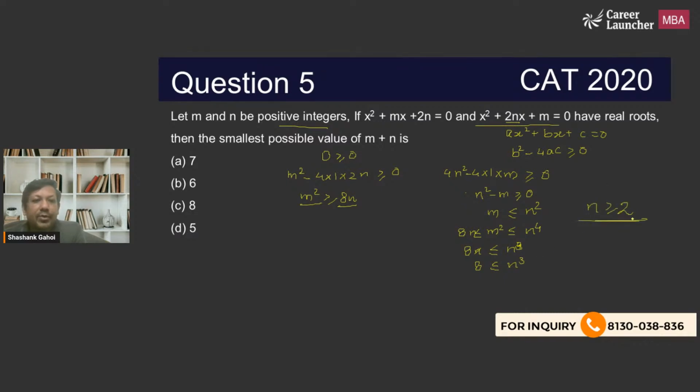That means what is the minimum value of n? The minimum value of n is 2. If the minimum value of n is 2, then putting n equal to 2, what value of m comes? 4. So it is 2 plus 4. So the minimum value of this is going to be 6. So my answer to this question is directly going to be option B, and that is equal to 6.